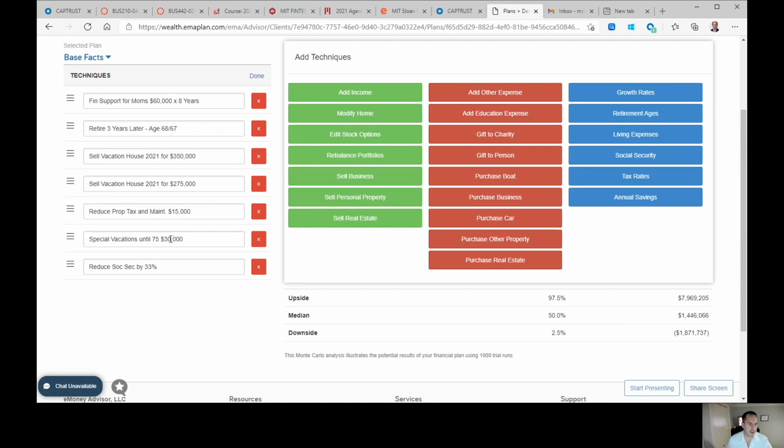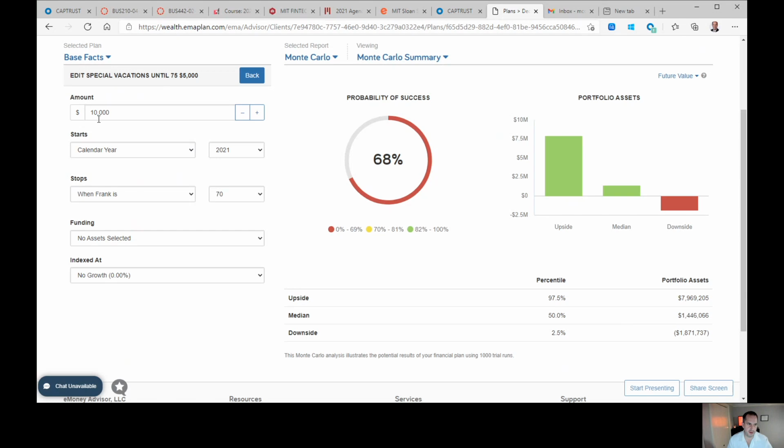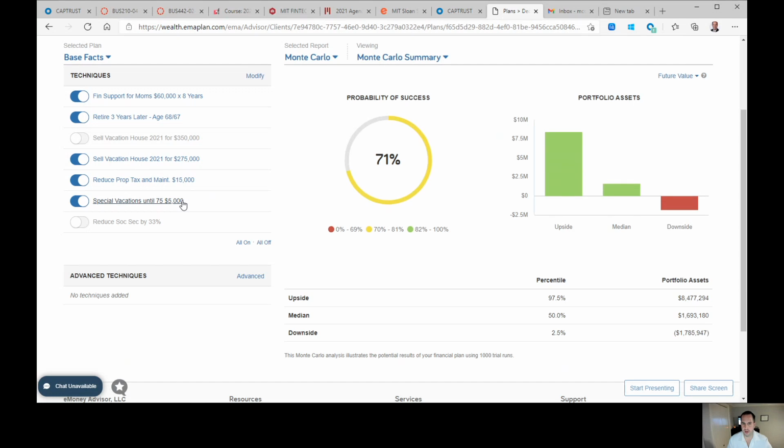I'm going to modify this again, the vacation, and I'm going to say, hey, you know what, you guys, if you're taking care of mom, you can do a $5,000 a year vacation. Because guess what? The 68% outcome here isn't good. So you bring that spending down to an additional $5,000 a year. Now they're at like barely passing in terms of the financial situation.